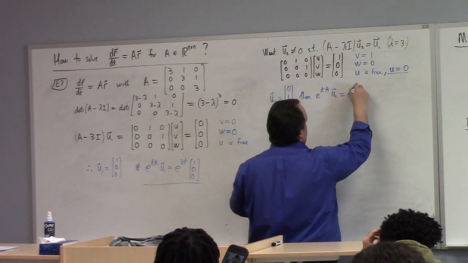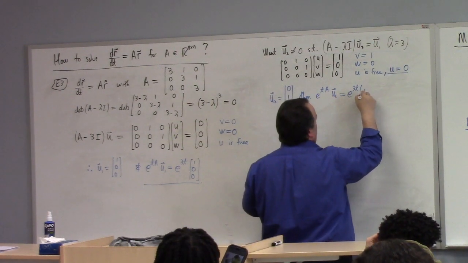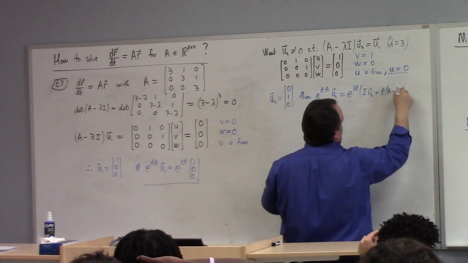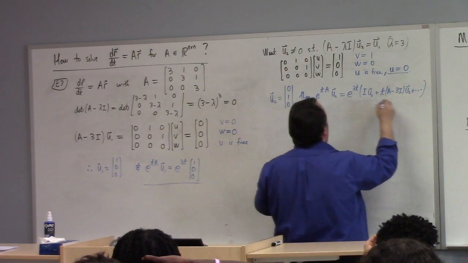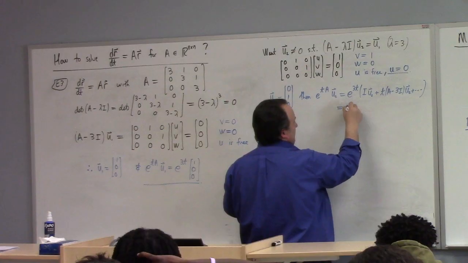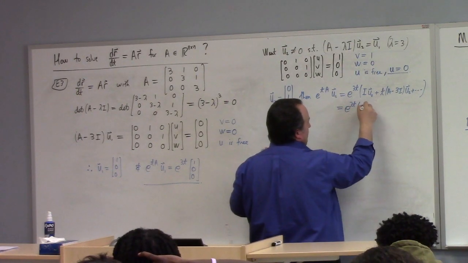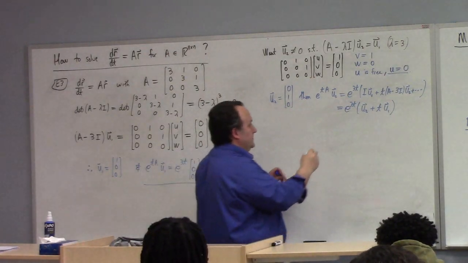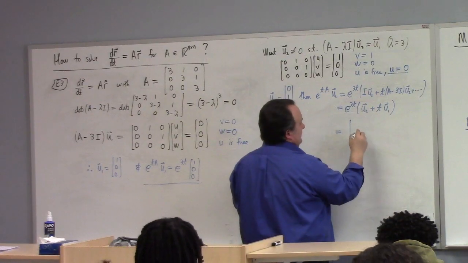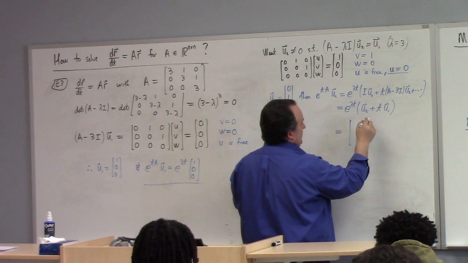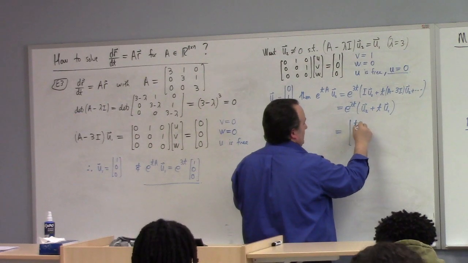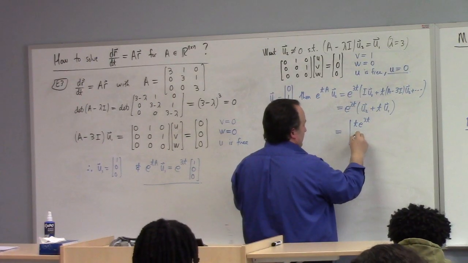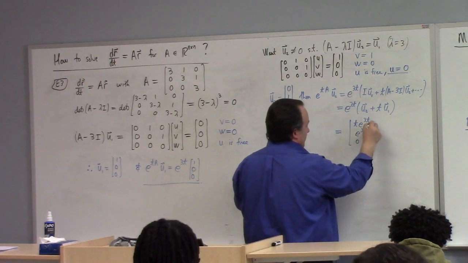We can rewrite as e to the 3t times (i u2 plus t times (A minus 3I) u2 plus ...), right? And that works out to what? e to the 3t times (u2 plus t u1). Which explicitly is what? Let's see here, t e to the 3t for my top component, and then e to the 3t for the middle one here, and 0 down there, right?